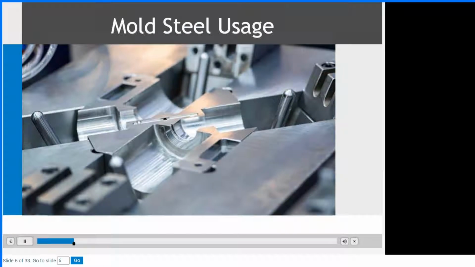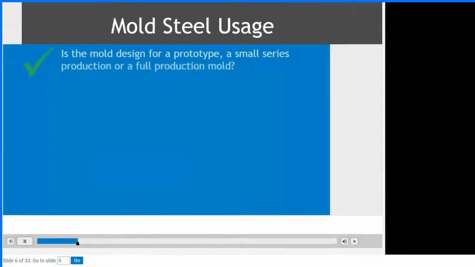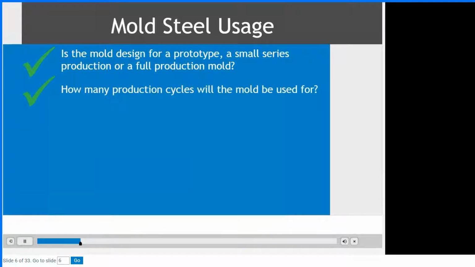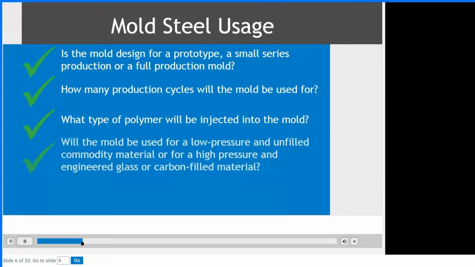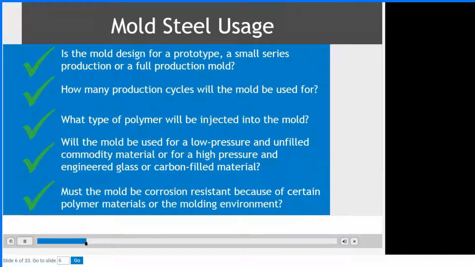How do mold designers choose their steels? There are numerous factors that should be considered for the individual components. Here are some questions that mold designers need to answer for optimal mold steel selection. Is the mold designed for a prototype, a small series production, or a full production mold? How many production cycles will a mold be used for? What type of polymer will be injected into the mold? Will the mold be used for a low pressure and unfilled commodity material, or for a high pressure and engineered glass or carbon filled material? Must the mold be corrosion resistant because of certain polymer materials or the molding environment?